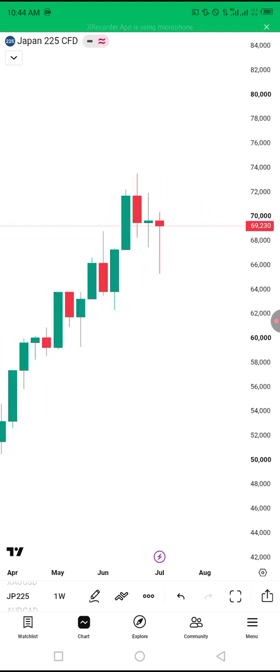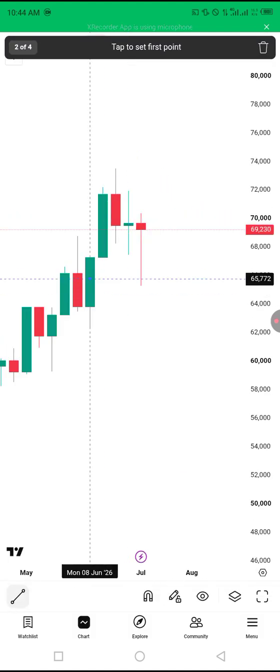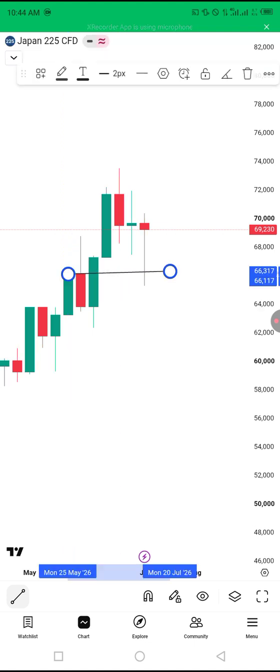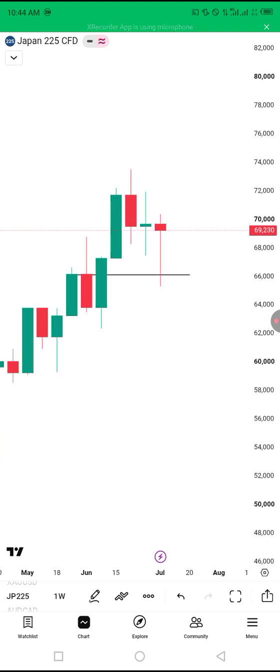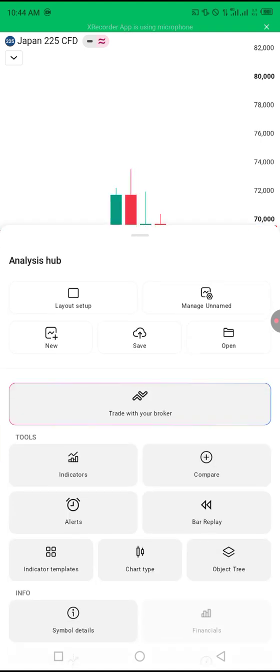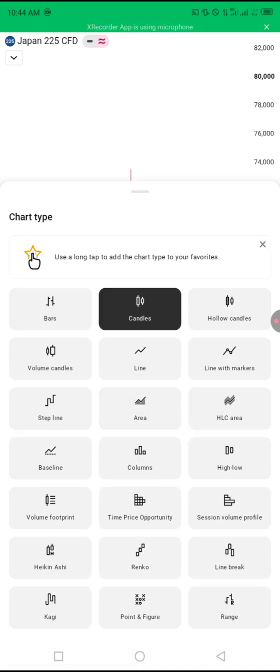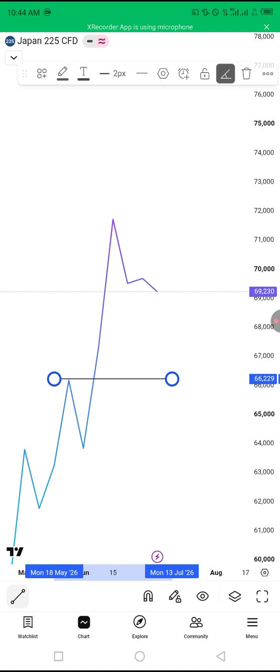So along the weekly line, there was a rejection at this weekly key level. As you can see, this weekly key level is a V shape. It's a V shape level. Let me use my line chart for you to see. As you can see, this is a breakout to the upside.